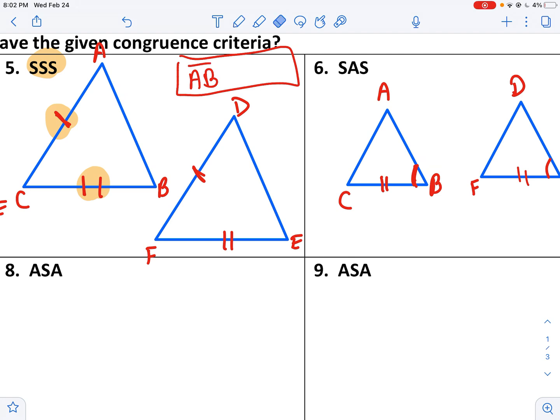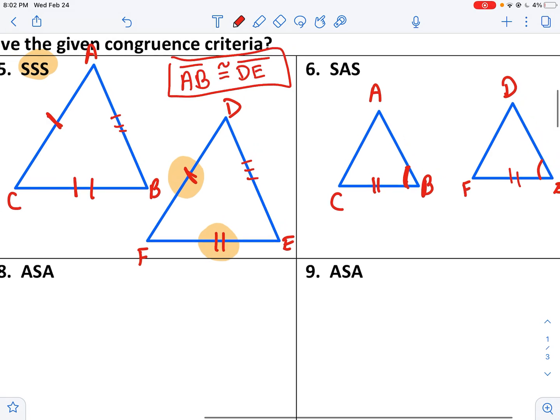All right, let's check out the other triangle. I have this side. I have the bottom side. I need the third side. And what is that third side? That side is DE. So if I had that AB was congruent to DE, then I would have side, side, side.